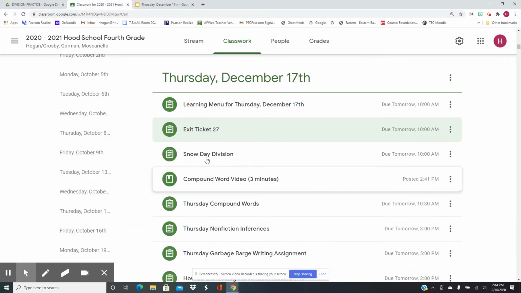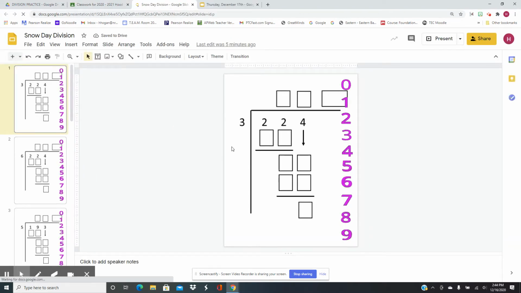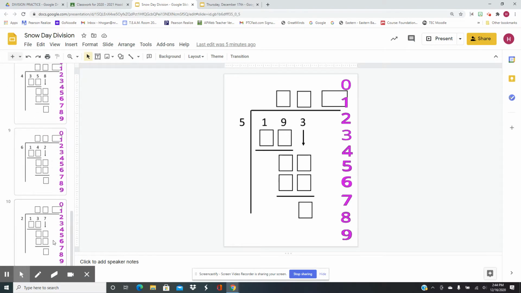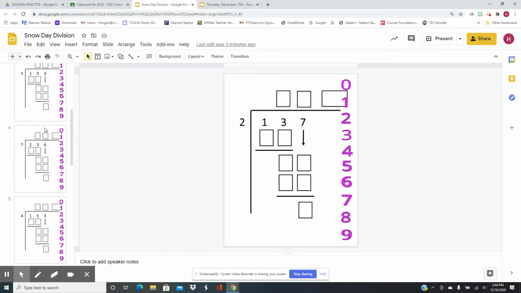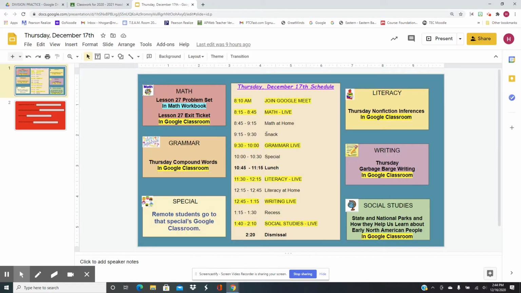There's also extra division practice, snow day division. It's similar to yesterday. You're going to drag the numbers to solve these problems. You should do them on a piece of paper or your dry erase board first. There are 10 problems. So that's math.